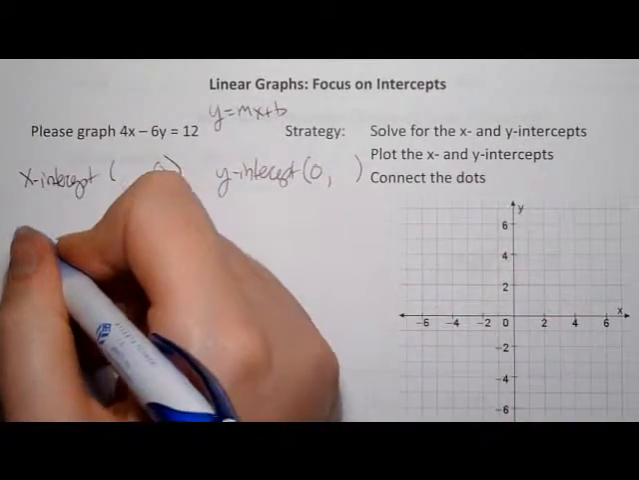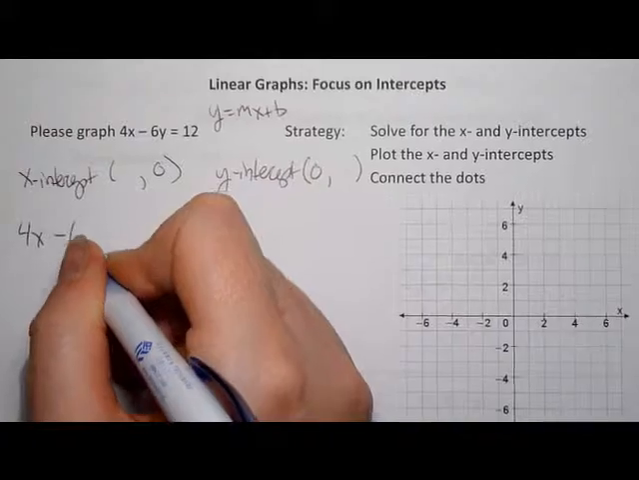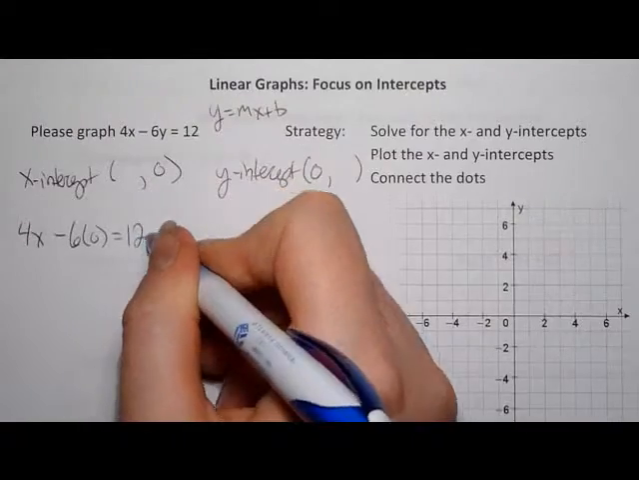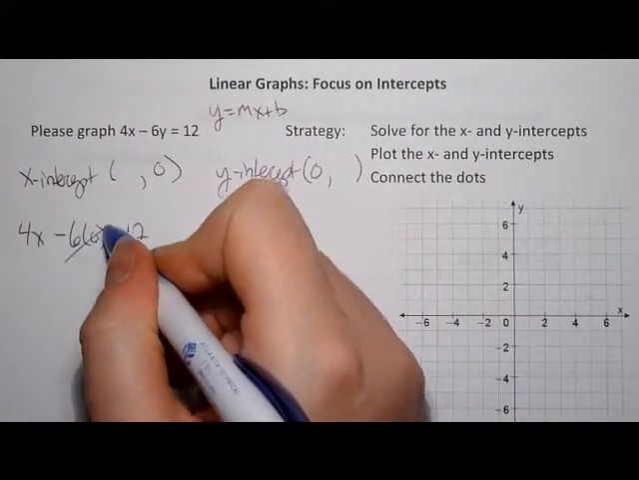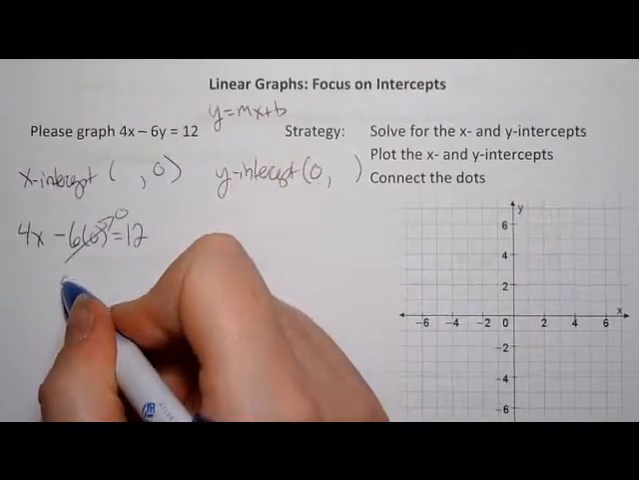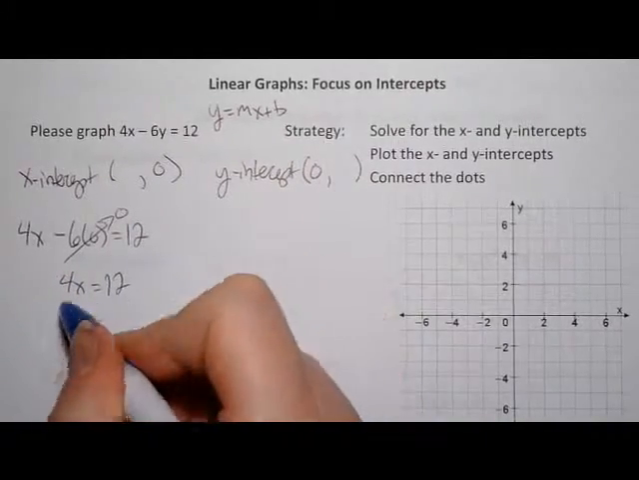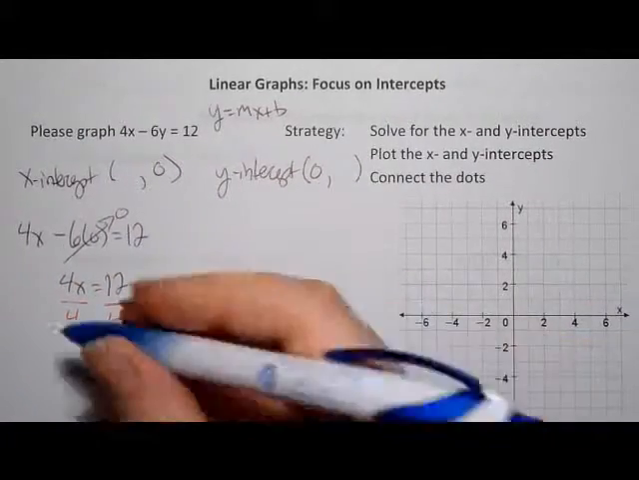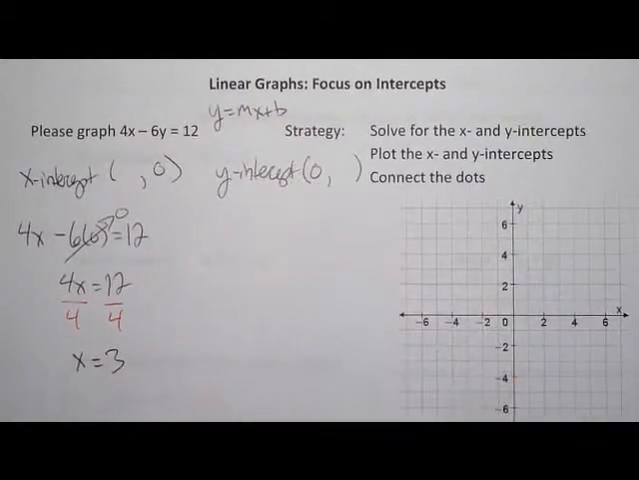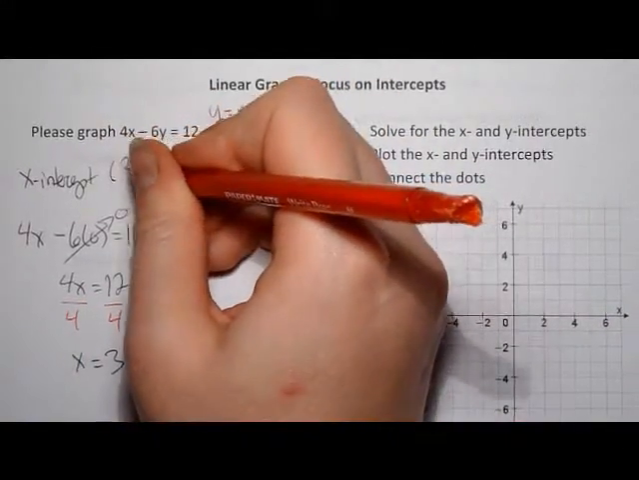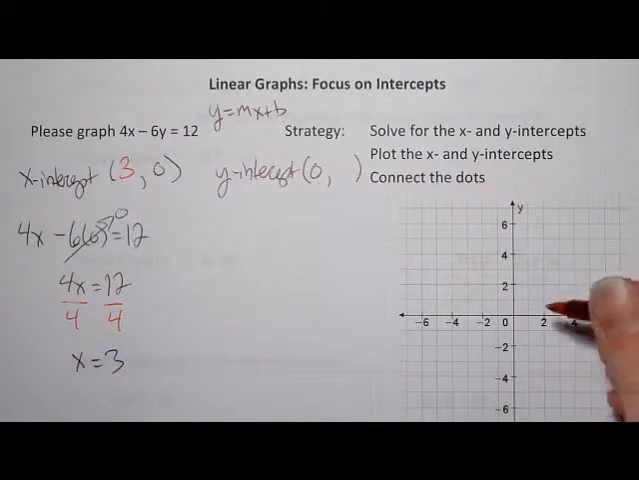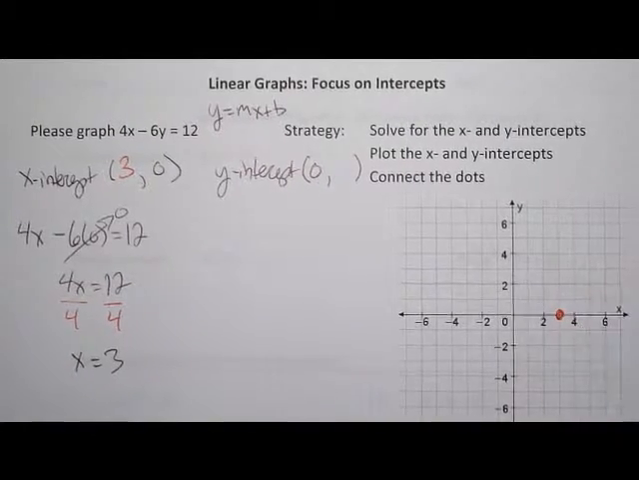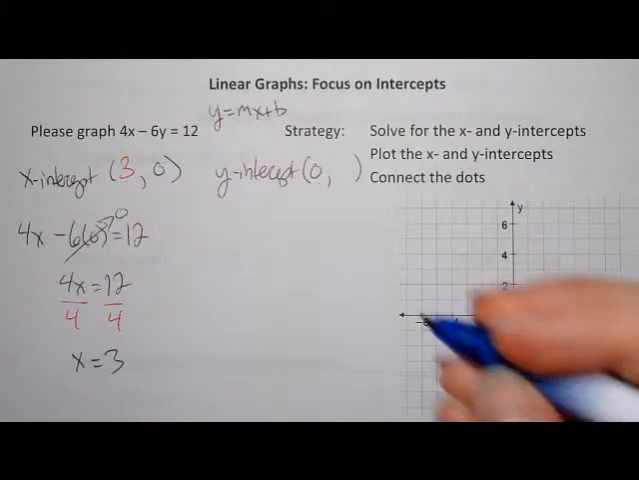So if I look at my equation, 4x minus 6y, if I want to find the x-intercept, then I just make y equal to 0. Well, negative 6 times 0 is 0. So I'm left with 4x equals 12. I'm going to divide both sides by 4 to get the x by itself, and I find that x equals 3. This means that the x-intercept is 3. So I can now plot the point 3, 0. Right there.